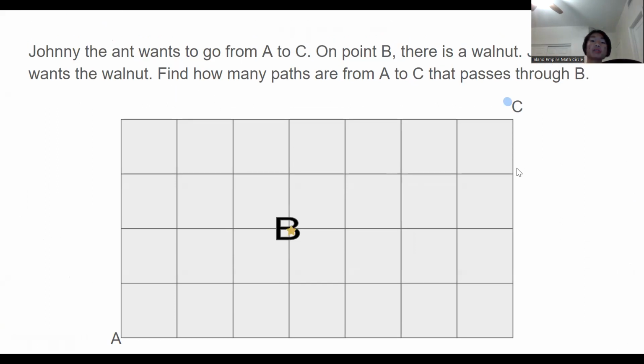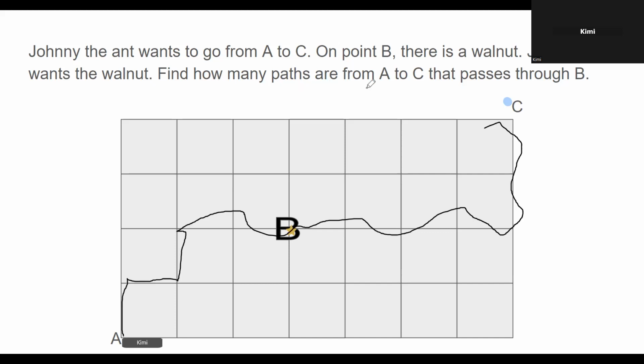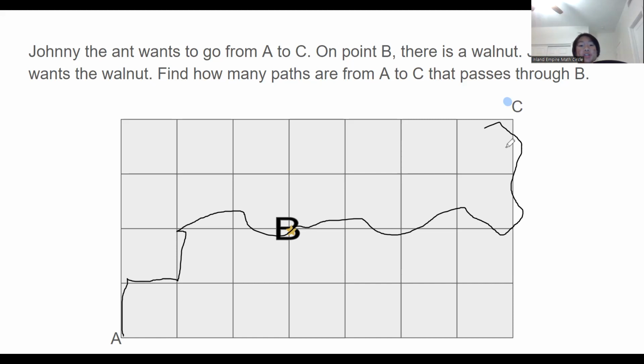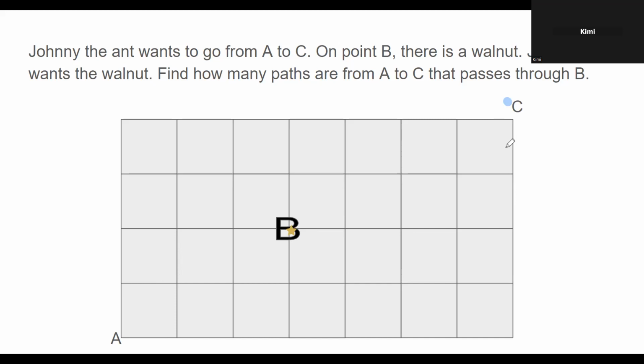So let's think about how you can tackle this problem. Right now I'm just guessing we have to do at least, 1, 2, 3, 4, 5, 6, 7, 11 moves. You have to do 11 moves to cross through B and to get through C. So I'm guessing one example would be... I'm very bad at drawing on the computer. Yeah, that works. That's one example, right? So you move right 7 times, you move up.